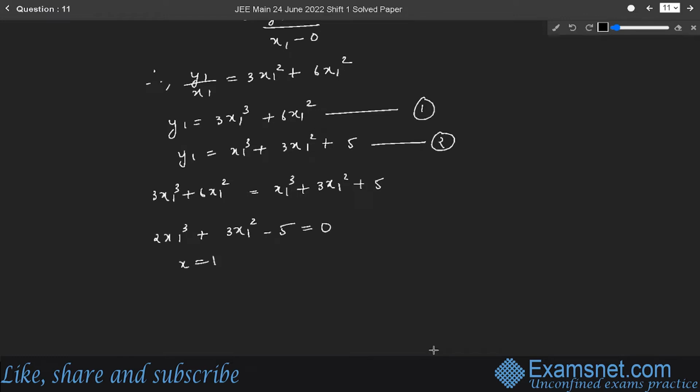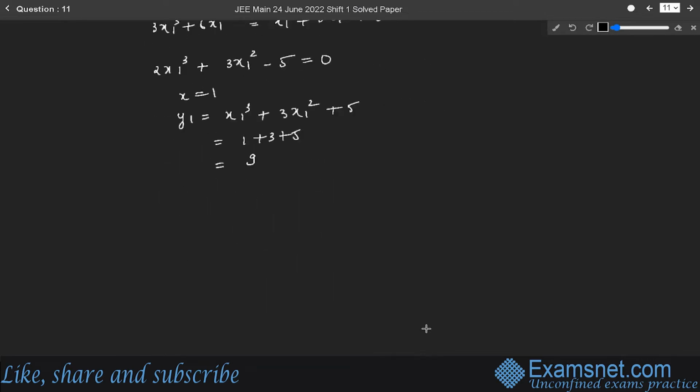When x is equal to 1, the equation is satisfied. Now y1 will be equal to x1 cube plus 3x1 square plus 5. So this will be equal to 1 plus 3 plus 5. So y1 will be equal to 9 and x1 will be equal to 1. When x is equal to 1, then y is equal to 9. But here the coordinates are x1 and y1. So we can say that when x1 is equal to 0, we cannot determine the correct value for y1. But when x1 is equal to 1, y1 will be equal to 9.